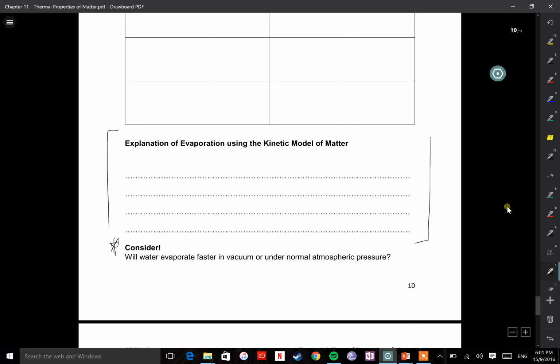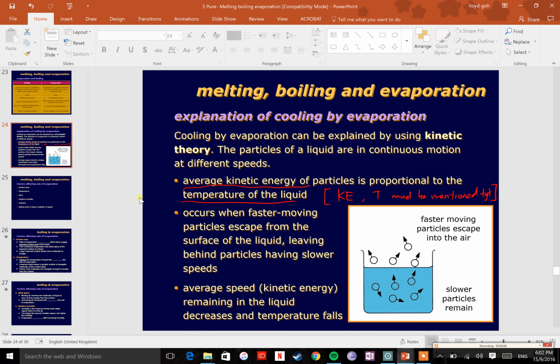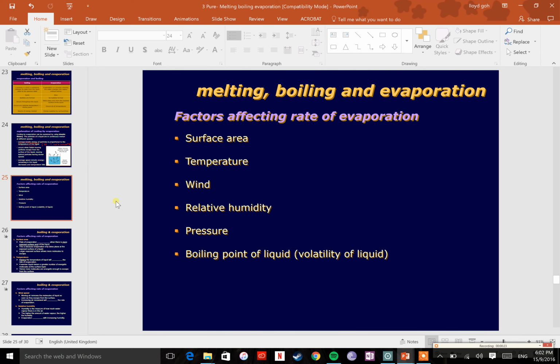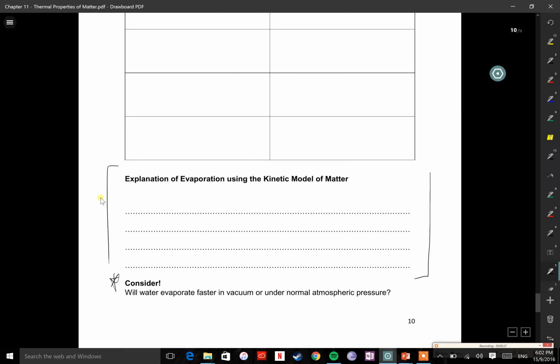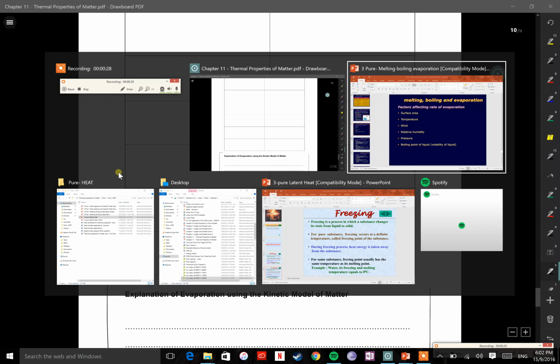In the previous video we talked about evaporation using KE. This is what we discussed. I think it's quite straightforward. High speed particles leave, the water becomes cooler, and eventually all you're left with are low speed particles, right?